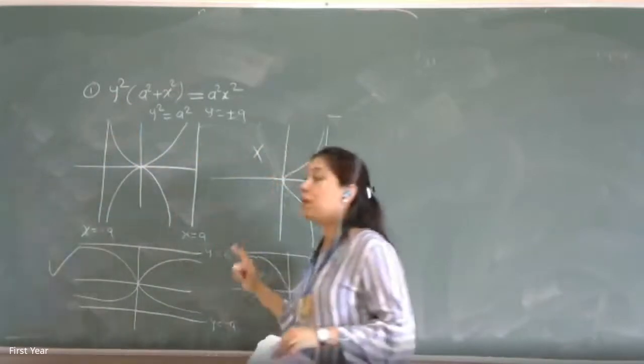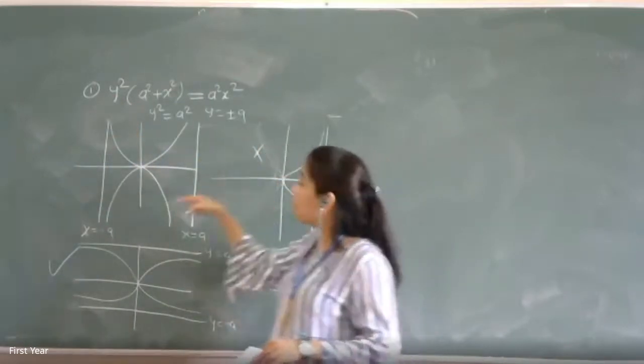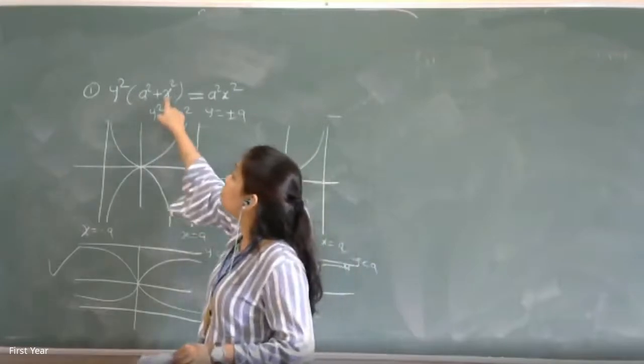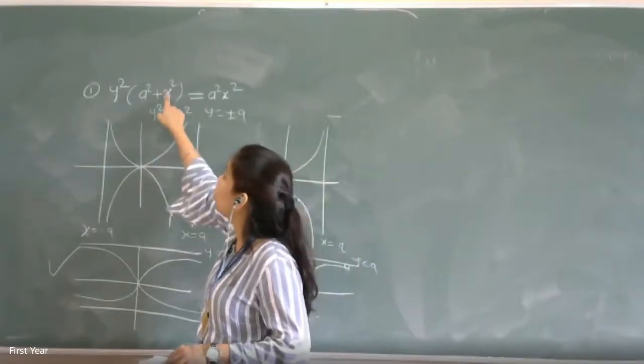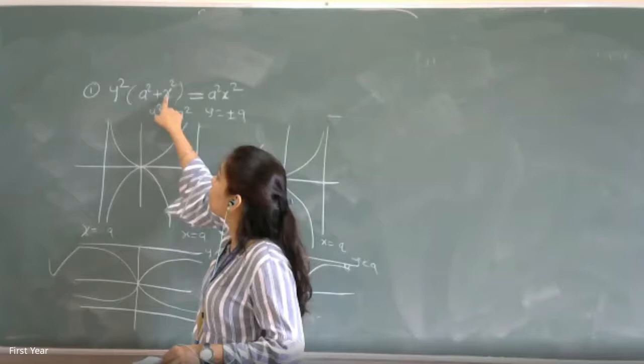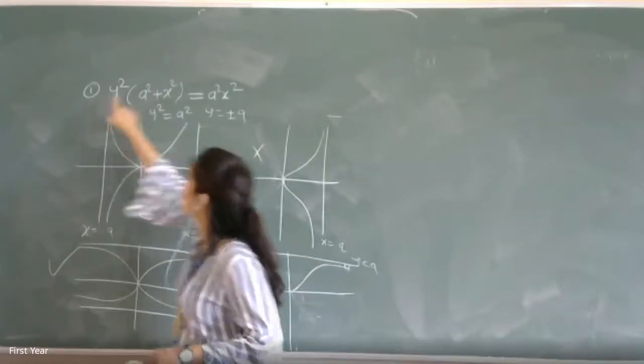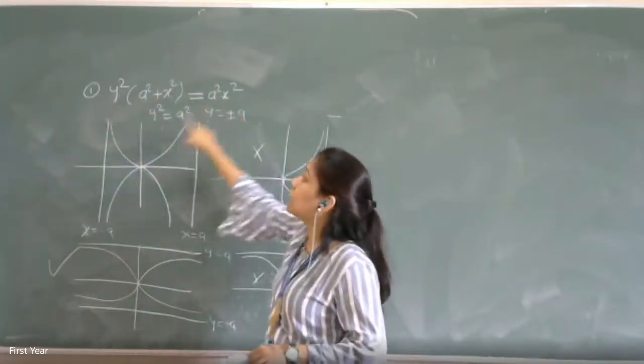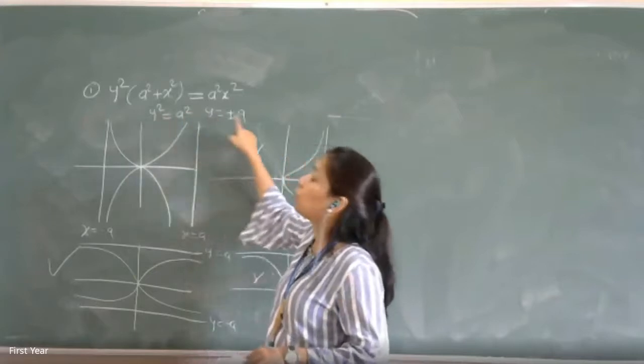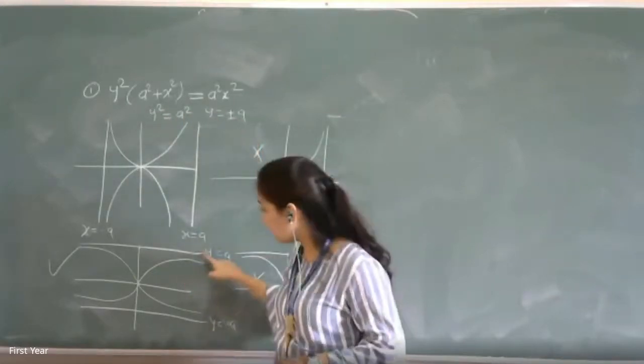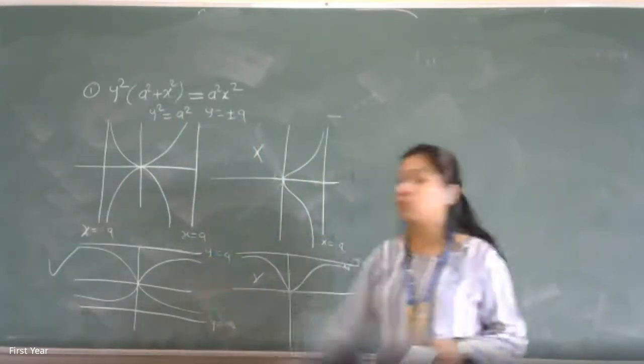That means the asymptote will have to be parallel to the x-axis. How will you do that? Equate the coefficient of highest power of x to 0. What's the coefficient of highest power of x? It's y square on the left hand side and a square on the right hand side. So y square is equal to a square, which gives y is equal to plus or minus a. That is y is equal to plus a, y is equal to minus a. So option C.